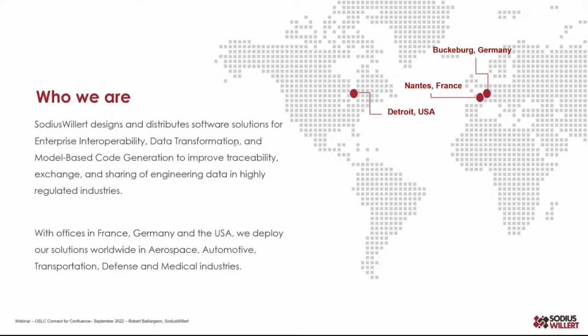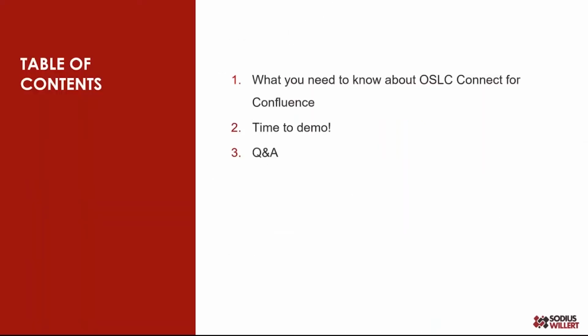And just to give a little introduction, if you can see it's kind of dark here, that's because we've started into the fall-winter season here in Detroit, where I'm located. But Sodis Willard's a global company with offices in France and Germany as well. And we work with many of your teams in the engineering space, aerospace, automotive, defense. And our goal is to make sure that we can get our engineering tools connected together.